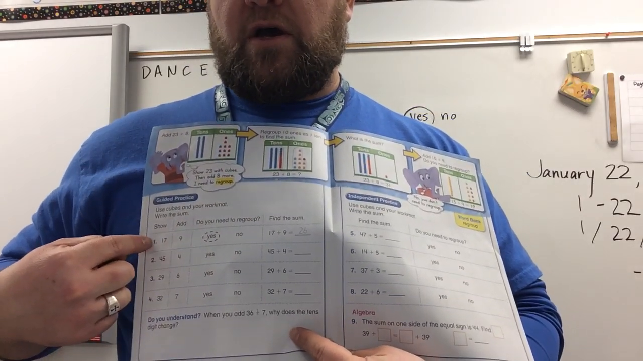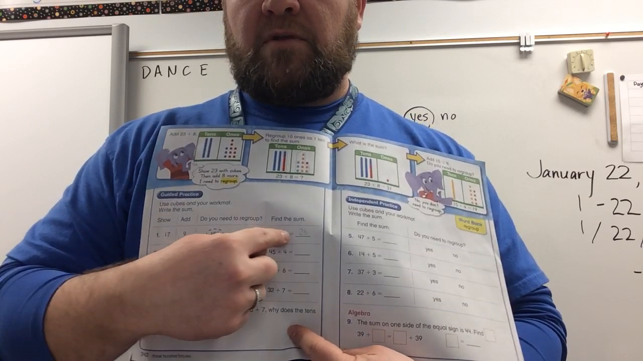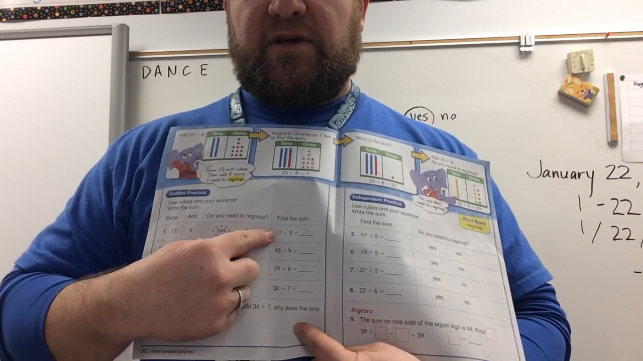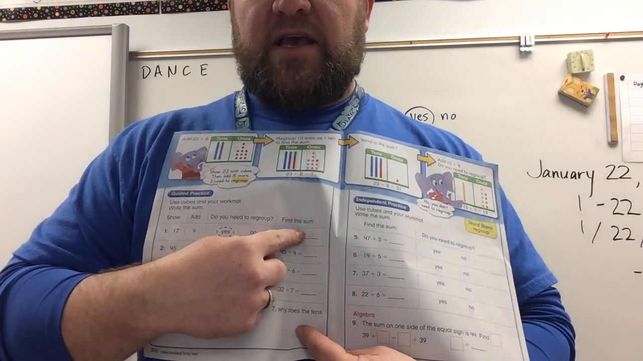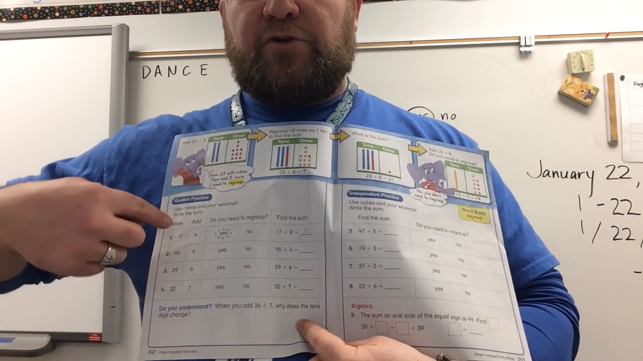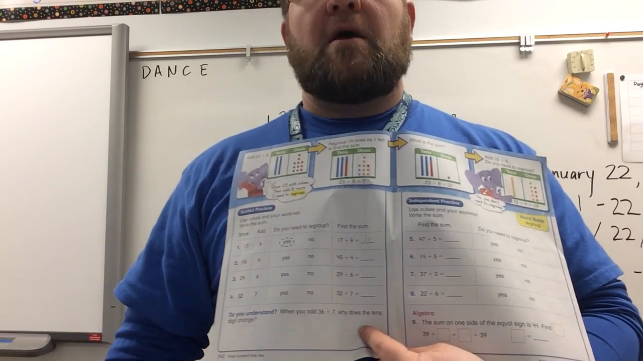It says you're going to show 17. You're going to add 9. That's your answer. And did you regroup? Yes, you did, because you started with a 1 in the tens place and you finished with a 2. I would like for you to pause the video. I would like for you to do 1, 2, 3, 4, 5, 6, 7, and 8 now.